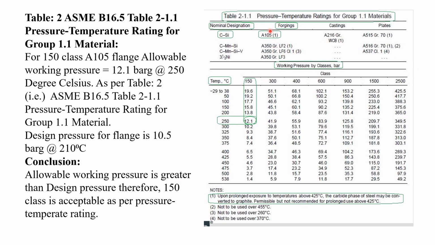Okay, so if you see note 1, we need to check it because here we have put note 1. Note 1 says that upon prolonged exposure to temperature above 425 degrees centigrade, the carbide phase of steel may be converted to graphite. Permissible but not recommended for prolonged use above 425 degrees centigrade. So it says that if your design temperature is above 425 degrees centigrade for a prolonged period, that means for a longer time or a continuous period, this particular material is not applicable. You need to go for the next higher, a high temperature rating material.